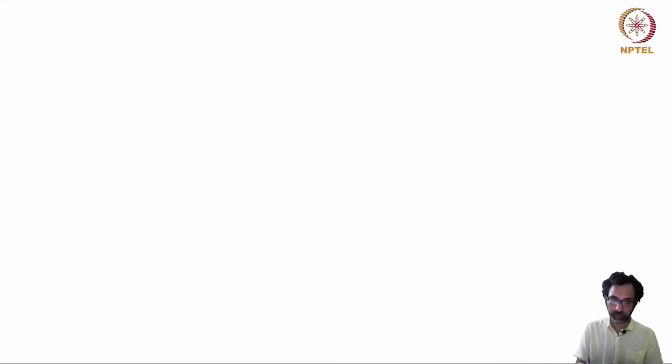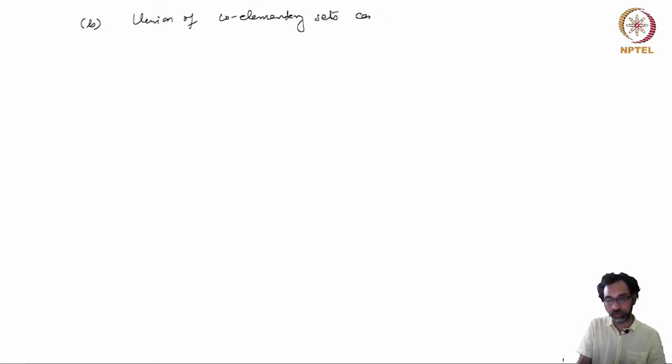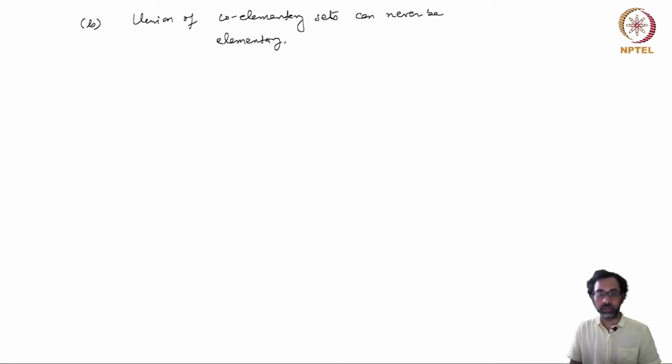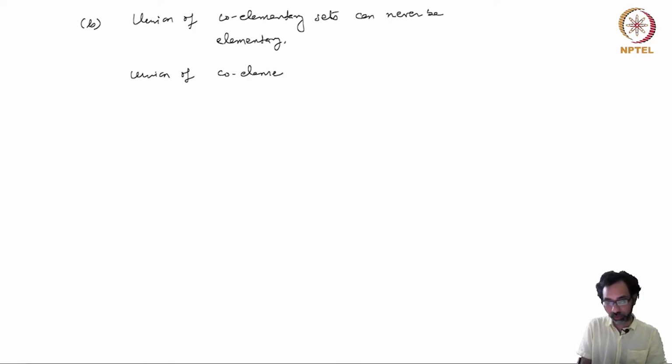On the other hand, before I prove that, notice that a union of co-elementary sets can never be elementary, because each of them is unbounded and the union is bounded, which is a contradiction. So a union of co-elementary sets can never be elementary, but a union of co-elementary sets can be co-elementary.